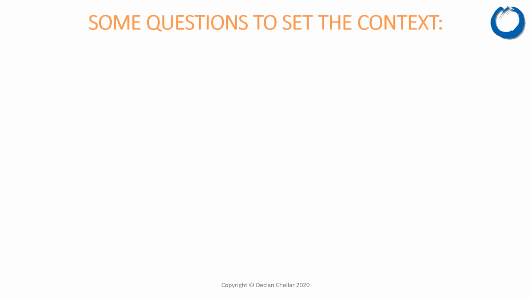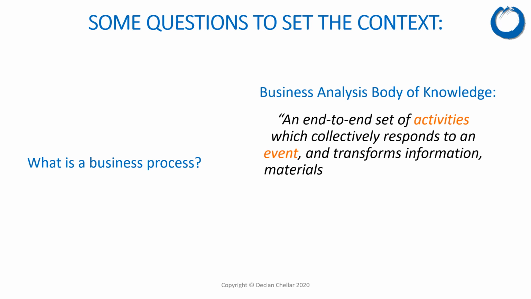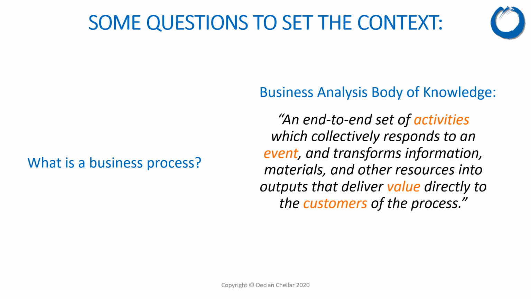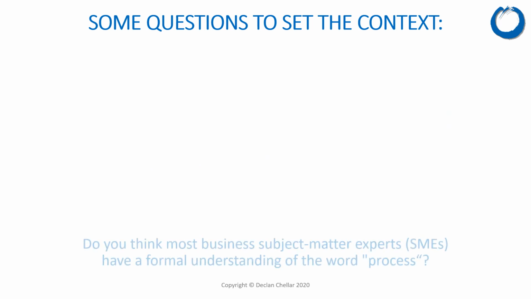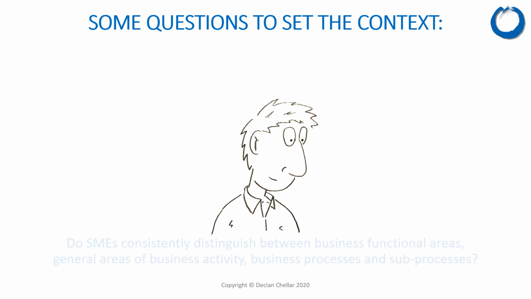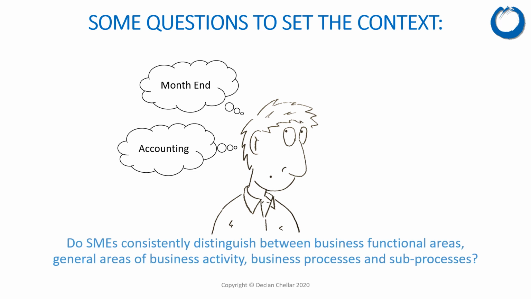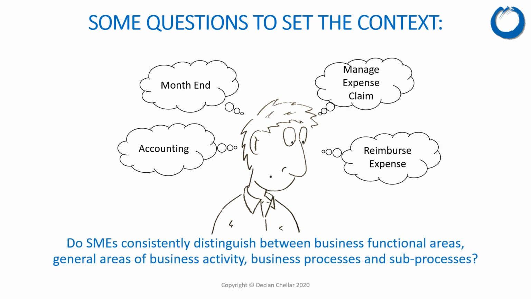Some questions to set the context. What is a business process? It's an end-to-end set of activities which collectively responds to an event and transforms information, materials, and other resources into outputs that deliver value directly to the customers of the process. Do you think most business subject matter experts have a formal understanding of the word process? Do SMEs consistently distinguish between business functional areas, general areas of business activity, business processes, and sub-processes?